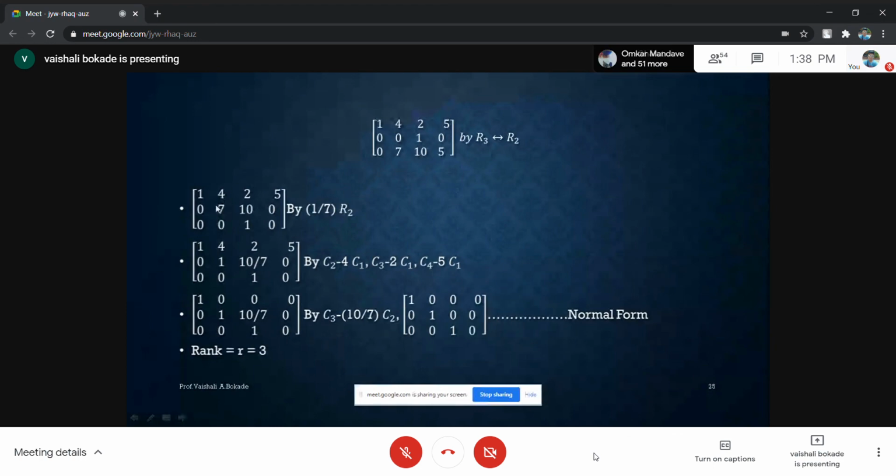Now I can't use R3 for converting the element at the 2,2 place to be 1. So that's why I'm going for 1 by 7 R2. Now I'm having this entry in the 2,2 place as 1. You can observe, and simultaneously the element at the 3,3 place is already 1.